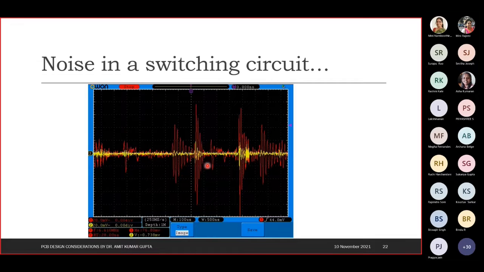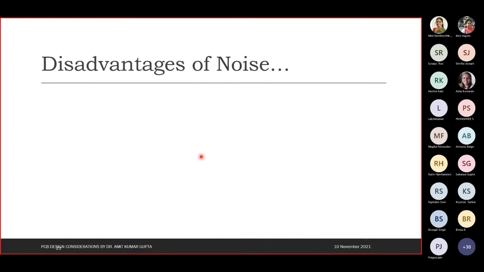Another kind of noise: you can see in one system, these are two different signals, two different points where noise is observed. The red one is having some noise, and resultantly similar noise is also induced at another point of the system. Both of them are measured here. Such noise in a switching circuit is very obvious to be observed. It is very common, but very problematic as well while designing.